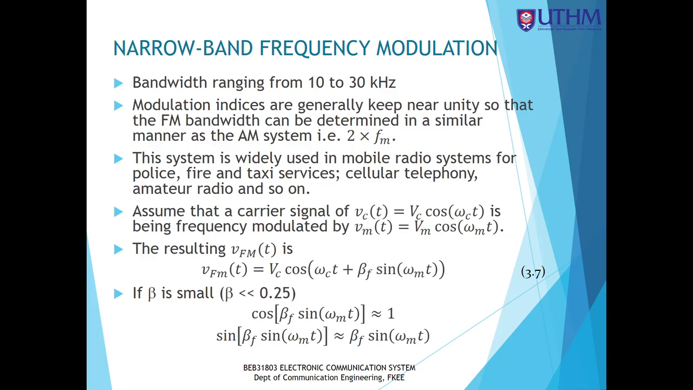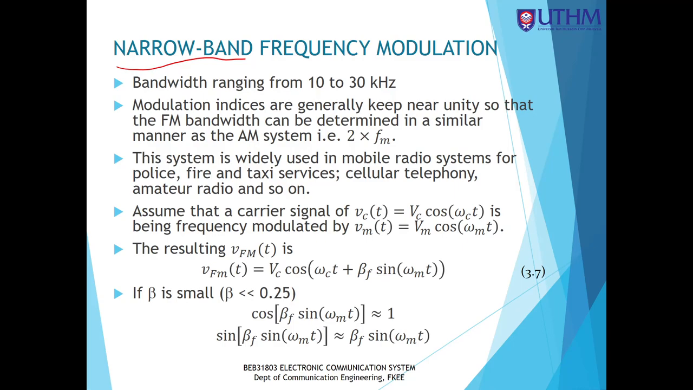Okay, narrow band and wide band. What is it actually? This is based on the words narrow and wide. So narrow band means small bandwidth. It is defined as a small bandwidth version of the FM. So FM has two main categories: wide band and narrow band. The difference is in terms of bandwidth. Okay, perbezaan utamanya adalah dari segi bandwidth.